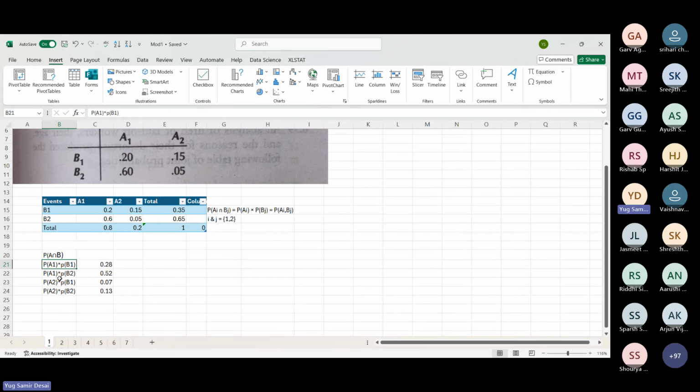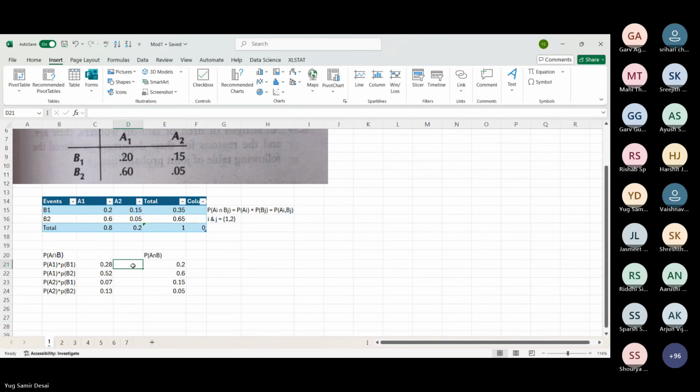So these are supposed to be the intersection values for A and B. And here we already have the values: for A1 and B1, the intersection value is 0.2, which is given to us. Then for A1, B2, the value is given to us. Same for A2, B1, and A2 intersection B2, the value has been given to us.